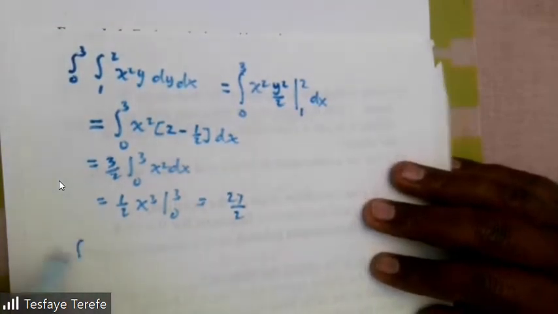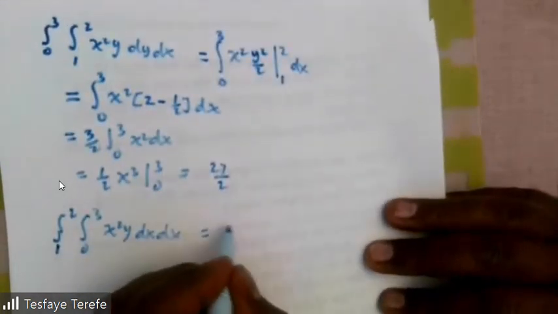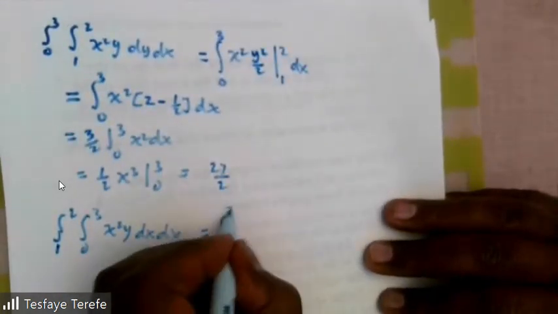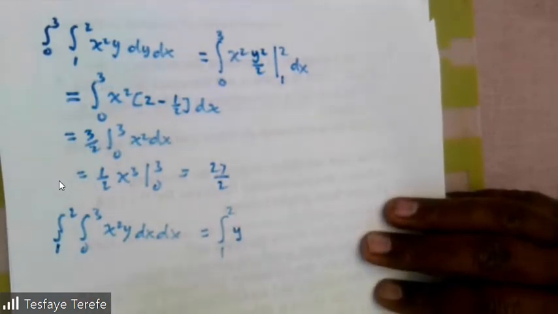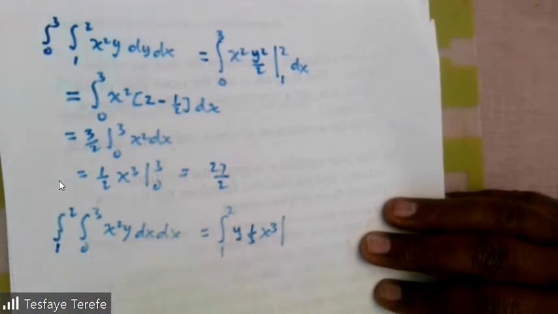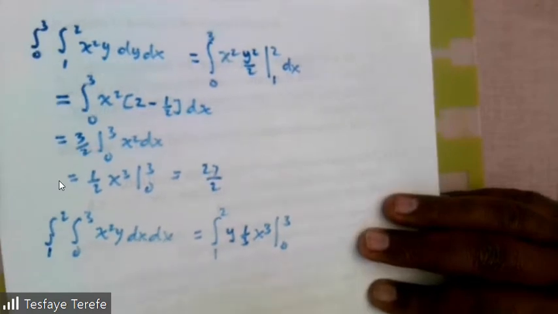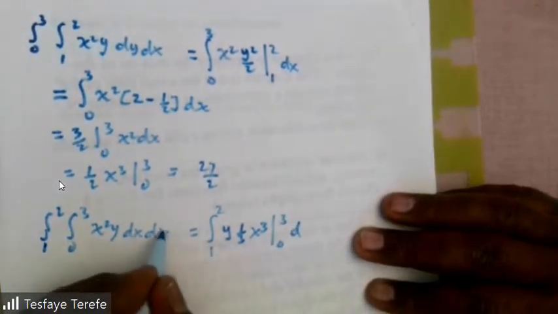And on the other hand, the second version: integral from 1 up to 2, integral from 0 up to 3, x squared y dx dy. This time, y is constant, and by the way, the 1 and 2 limits will be kept, and I will keep y. And when you integrate this one, it is 1 third x cubed evaluated from 0 to 3, and that is integrated with respect to y.